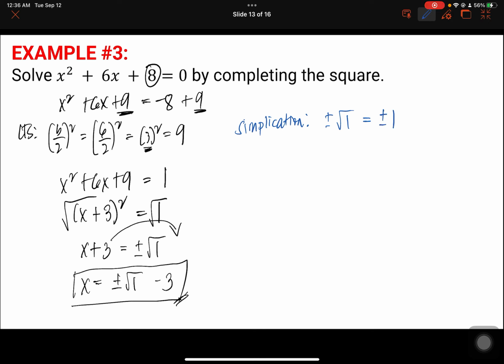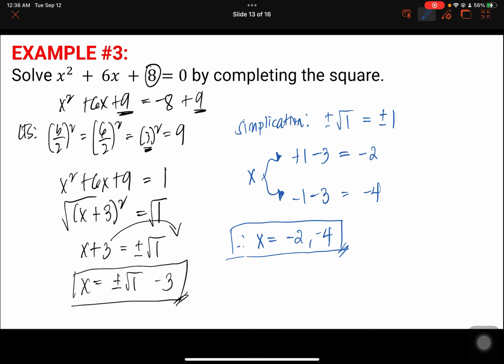Because square root of 1 is still 1. So we can simplify it more. So we have two value of x. So ang isang value nating x ay positive 1 minus 3. Then yung isang value ng x natin ay negative 1 minus 3. So simplifying them, magiging 1 minus 3 is negative 2. And negative 1 minus 3 is negative 4. Therefore, our value of x will become negative 2 and negative 4.